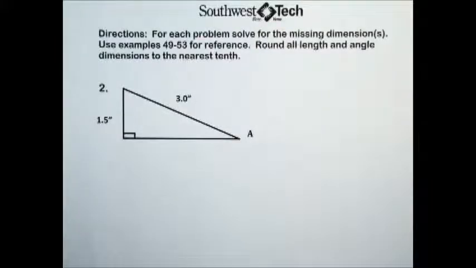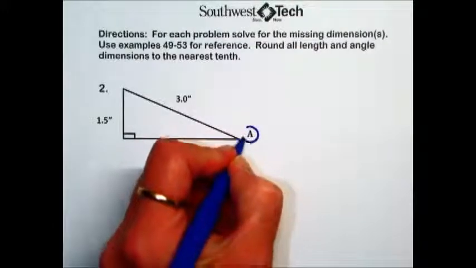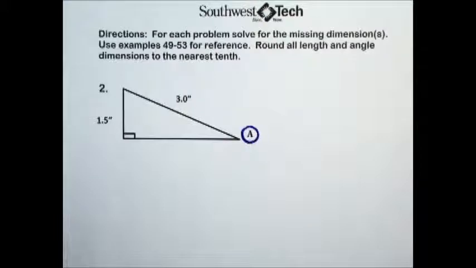Practice set 16. For each problem, solve for the missing dimension. Use examples 49 through 53 for reference. In problem number 2, we will start with the reference angle. And since we're looking for angle A, we'll use that as our reference.